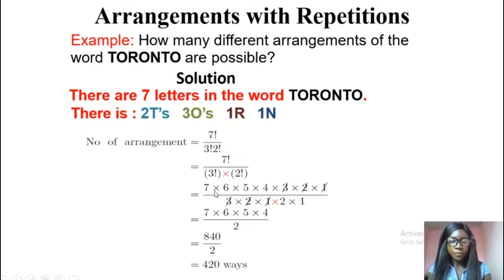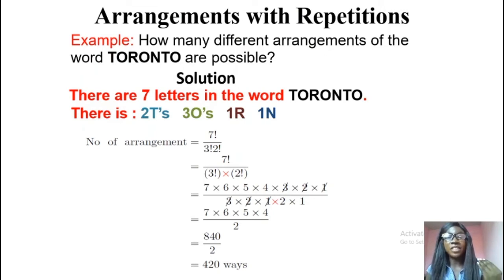So I expand this, dividing by 3 times 2 times 1, times 2 factorial, which is 2 times 1. So I cancel out and I'm left with 420 ways. So there are 420 ways we can arrange Toronto. This does not mean that any 7-letter word must be arranged in 420 ways, because it depends on the repetition of the letters.